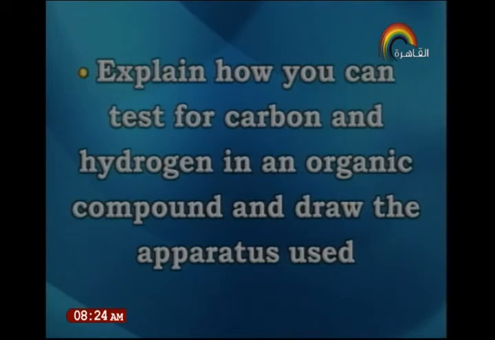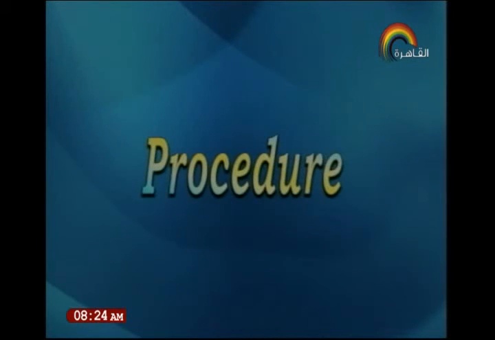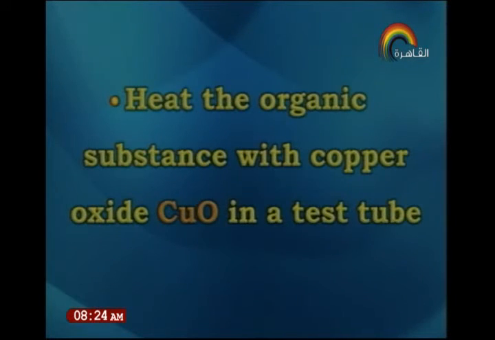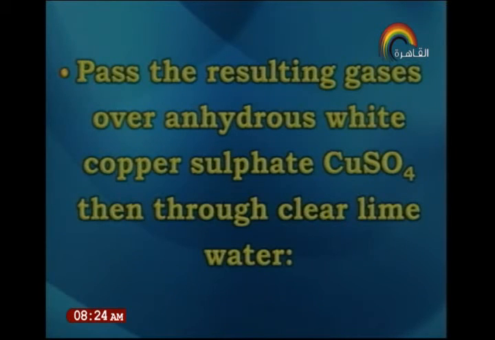Next type of question, my dear student. Explain how you can test for carbon and hydrogen in an organic compound and draw the apparatus used. Here, in the solution, you have to write the steps. Procedure: heat the organic substance with copper oxide in a test tube and then pass the resulting gases over anhydrous white copper sulfate, then through clear lime water.